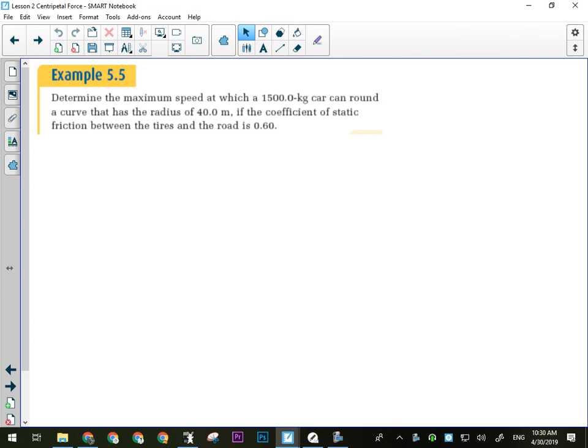So before the break, we were talking about centripetal force, and we talked about banked curves, which we just did a banked curve problem. And we talked about unbanked curves. We talked about a number of different situations involving uniform circular motion and centripetal force. So as we were saying, one of those situations is the unbanked curve. So this problem here is an unbanked curve problem.